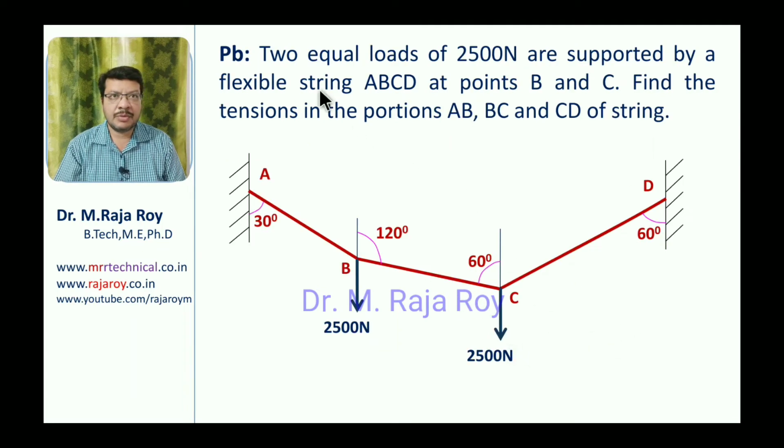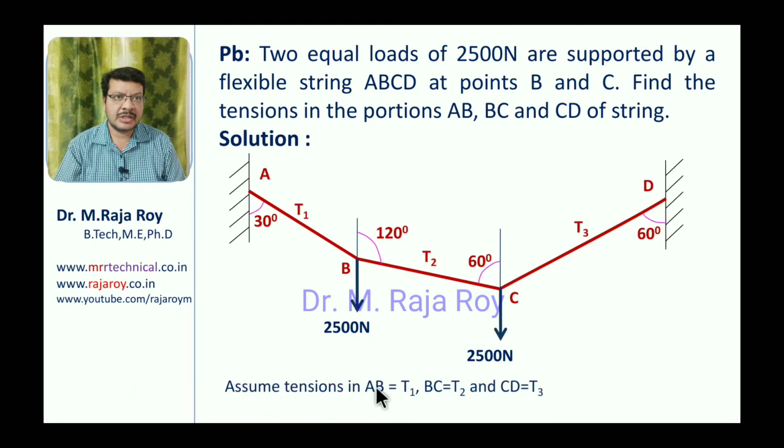Now we will see one problem. Here the problem is something like this. Two equal loads of 2500 Newton are supported by a flexible string ABCD at points B and C. Find the tensions in the portions AB, BC, CD of the string. So this ABCD is the flexible string. Here you have to find the tensions in AB, BC and CD. Okay. You assume these tensions as T1, T2, T3 like this.